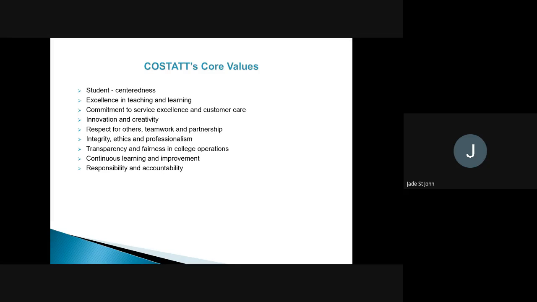These are Custard's core values: student-centeredness, excellence in teaching and learning, commitment to service, innovation, respect for others, integrity, transparency, and fairness, continuous learning and improvement, and responsibility and accountability. So, does anyone have any questions about core values?